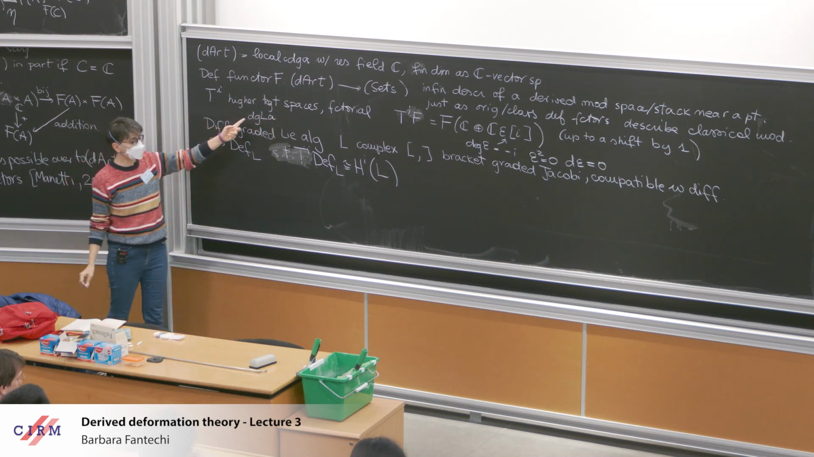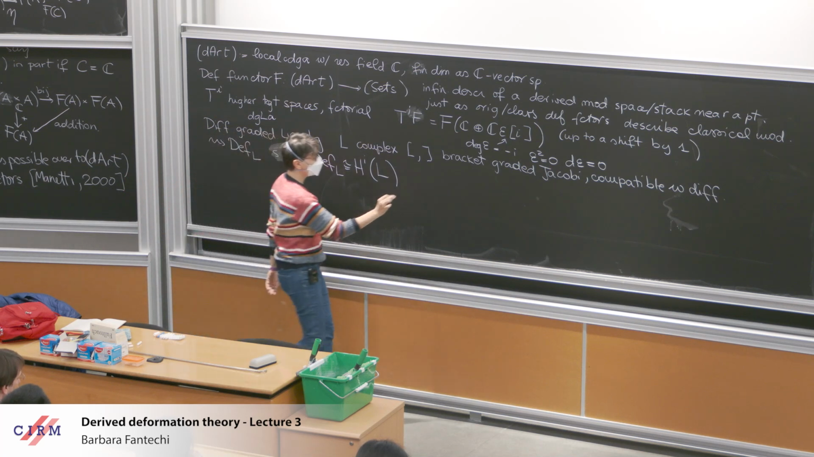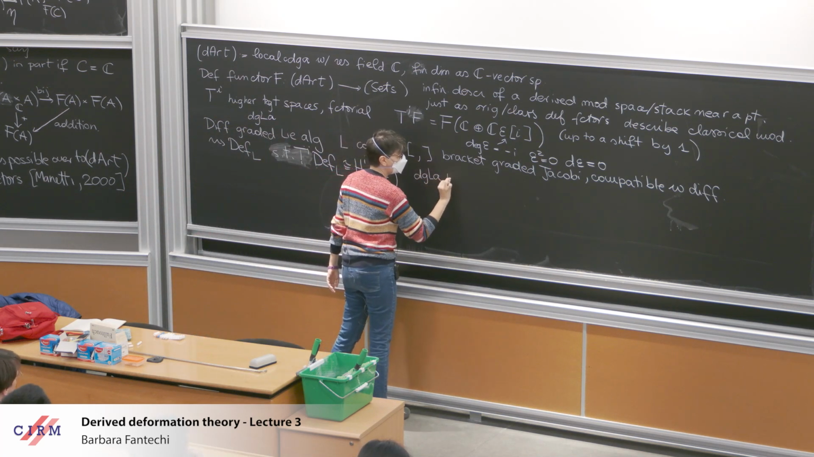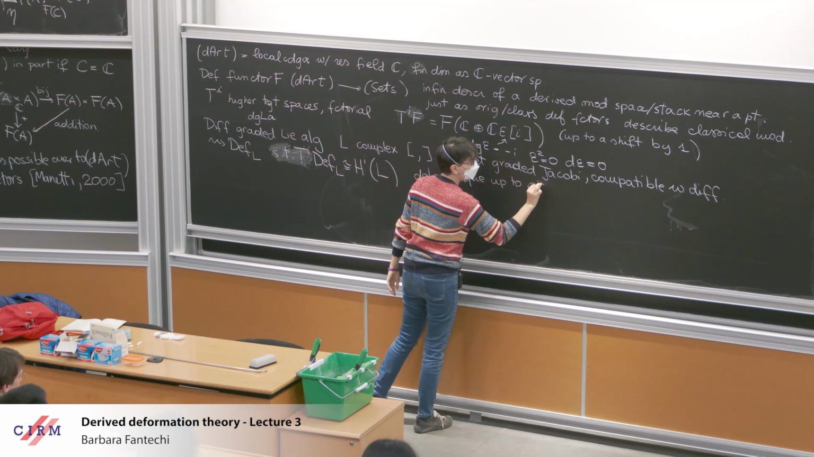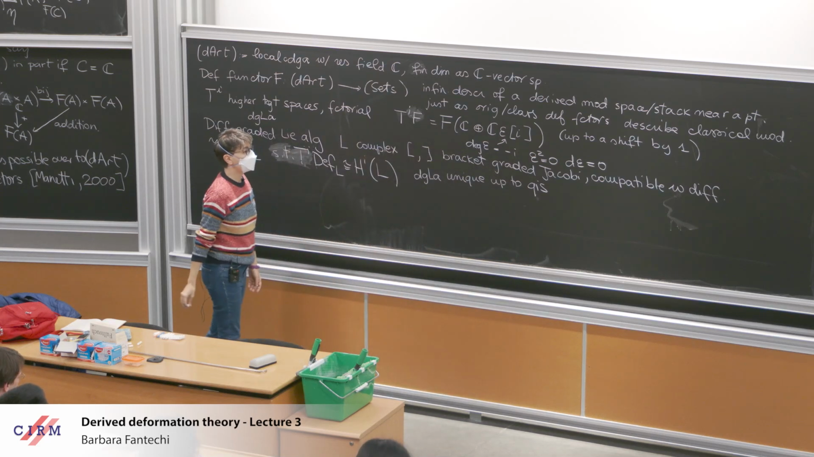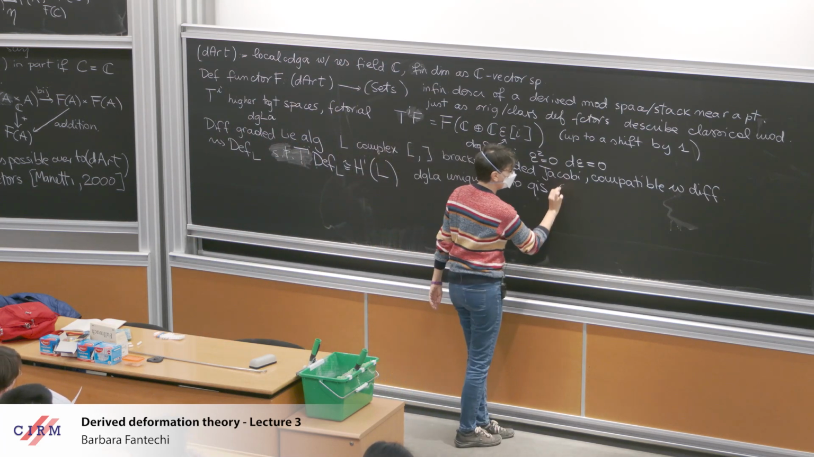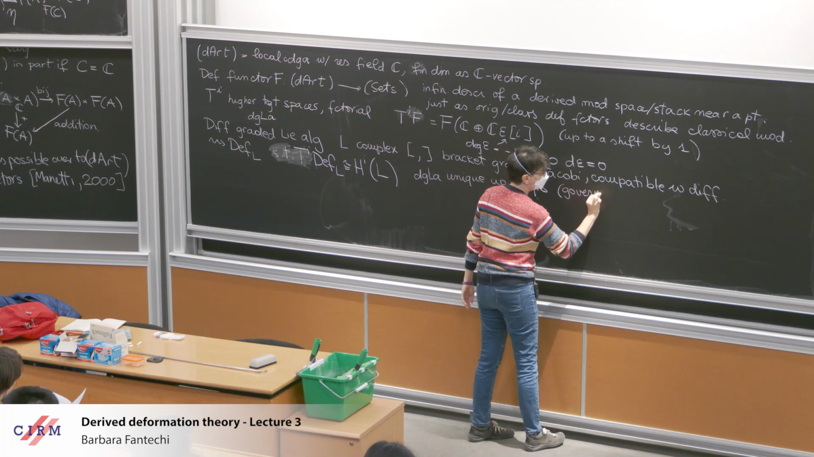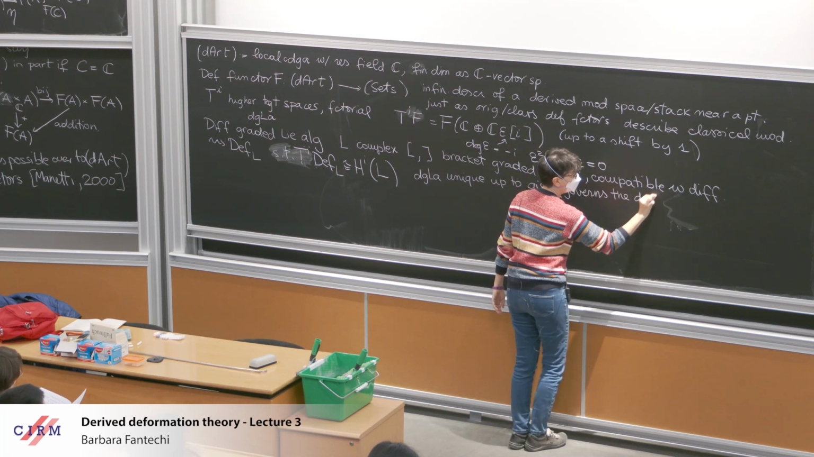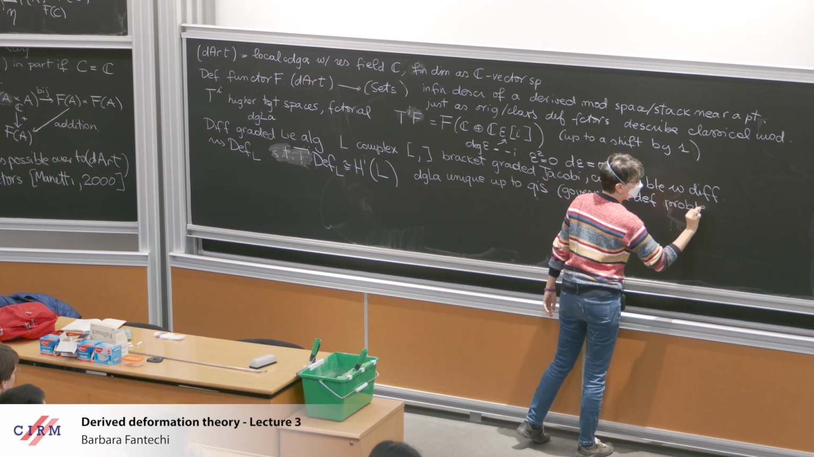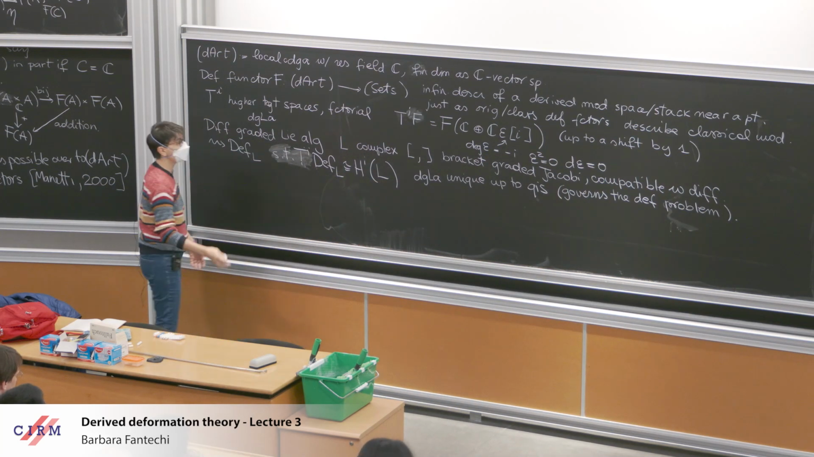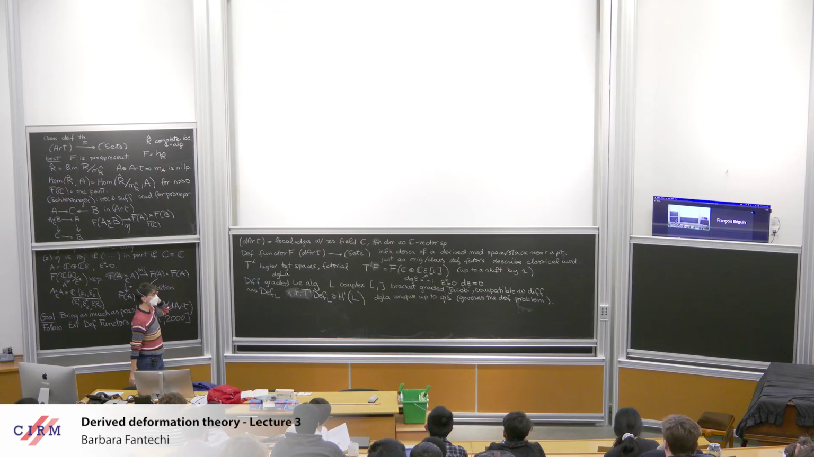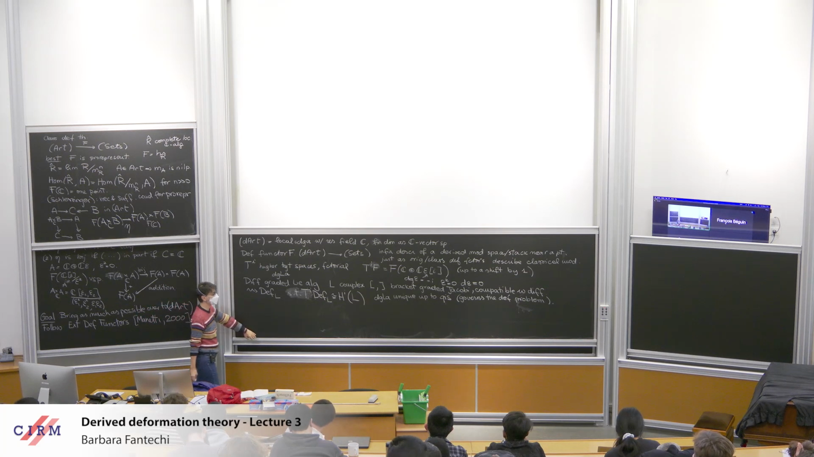And this differential graded Lie algebra is no longer unique, but it is unique up to quasi-isomorphism. And sometimes we say that it governs the deformation problem. So the idea is we do not work with spaces, we just work up to homotopy, and we still can get information out of there.